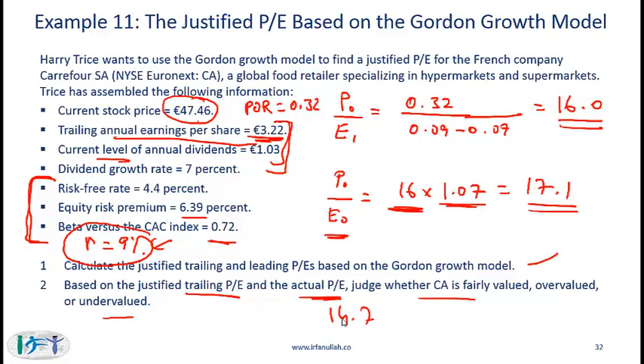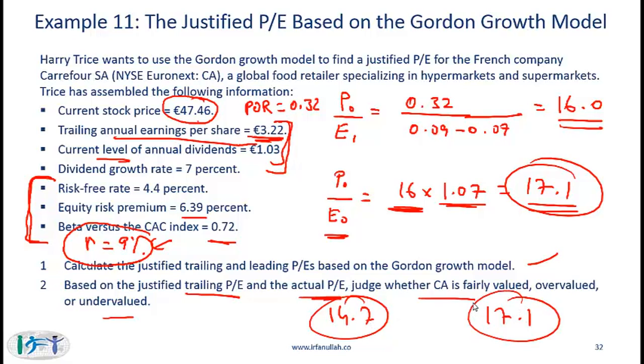So that number based on actual market price is 14.7. You compare 14.7 with 17.1, the trailing PE. So is this overvalued or undervalued? This appears to be undervalued. The PE is lower than what you think is justified. Therefore, unless there is some other important piece of information, you would be inclined towards buying the stock.